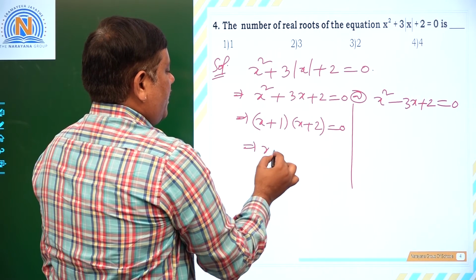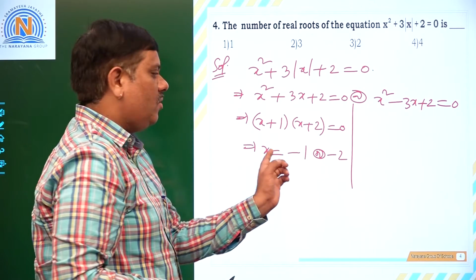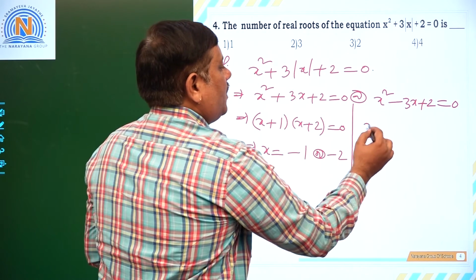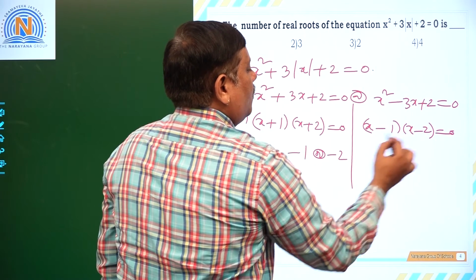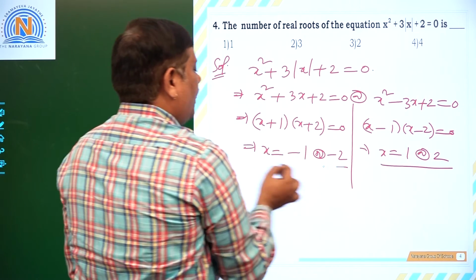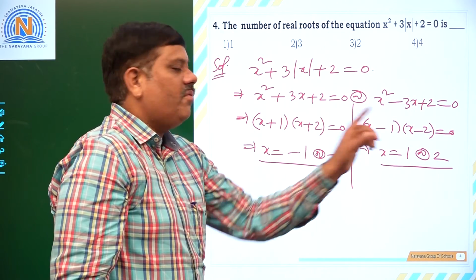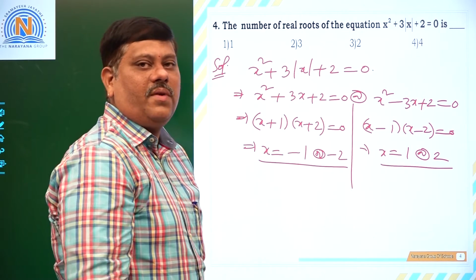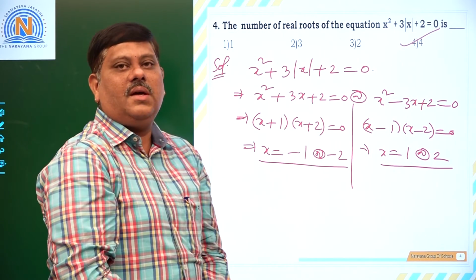This is otherwise x is minus 1 or minus 2. In this case we got two values for x. Here if you take this, it can be written as x minus 1 times of x minus 2 is 0. That implies x is equal to 1 or 2. So here, how many real values are possible? 1, 2, 3, 4. 4 real values are possible for x. So out of the given 4 options, fourth option is the right answer.